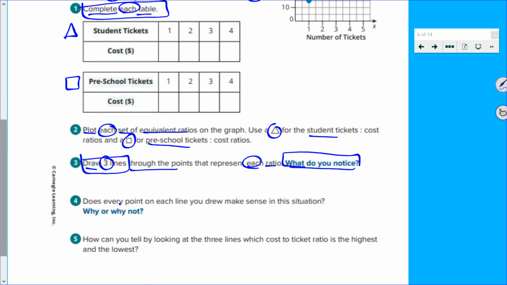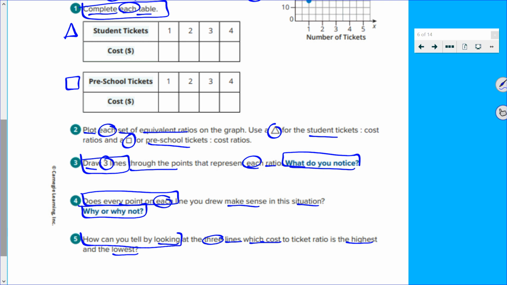Does every point on each line you drew make sense in this situation? So you need to answer that with a why or why not. So I need the explanation of why you feel it does make sense or why you don't feel it makes sense. And then how can you tell by looking at the 3 lines which cost to ticket is the highest and the lowest? So there's kind of 2 parts. How can you tell by looking which cost is the highest and the lowest? Okay? So you do have 5 questions to work through on this one.